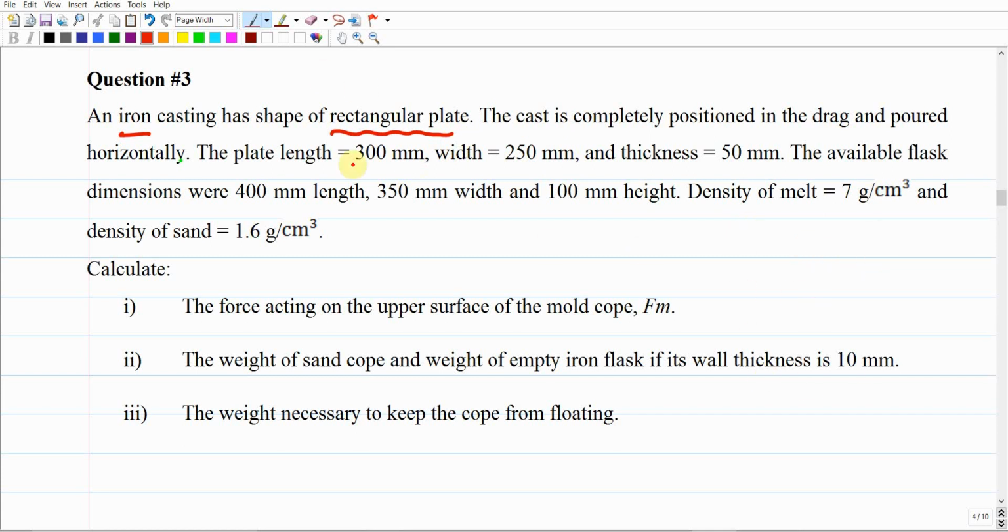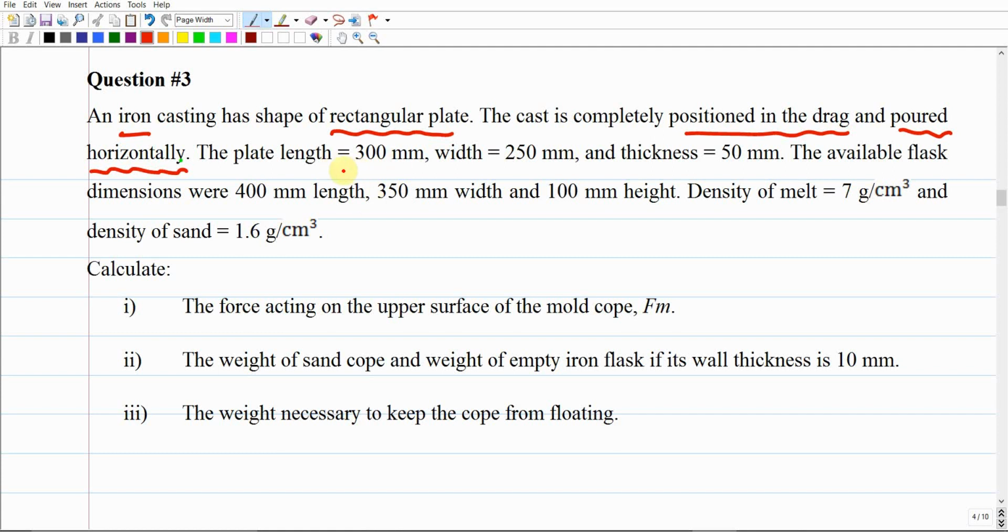There is no drawing, but try to read the problem step by step. The casting is completely positioned in the drag. It means that when we calculate the buoyancy force, there is nothing of the weight of the casting that shall be subtracted from the buoyancy force. Why? It is completely located in the drag, and bored horizontally, which means the rectangular shape will be located horizontally. Make sense? It is not standing vertical.